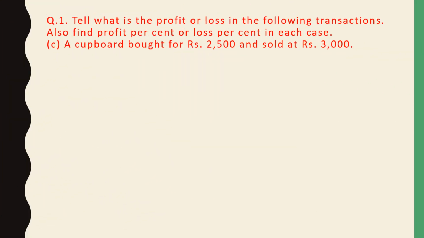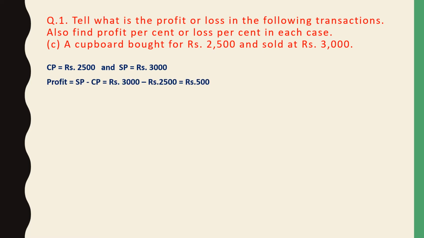C. A cupboard bought for rupees 2,500 and sold at rupees 3,000. Here CP is rupees 2,500, SP is rupees 3,000. Profit is equal to SP minus CP, that is rupees 3,000 minus rupees 2,500, which gives us profit as 500. Profit percent is equal to profit by CP multiplied by 100%.